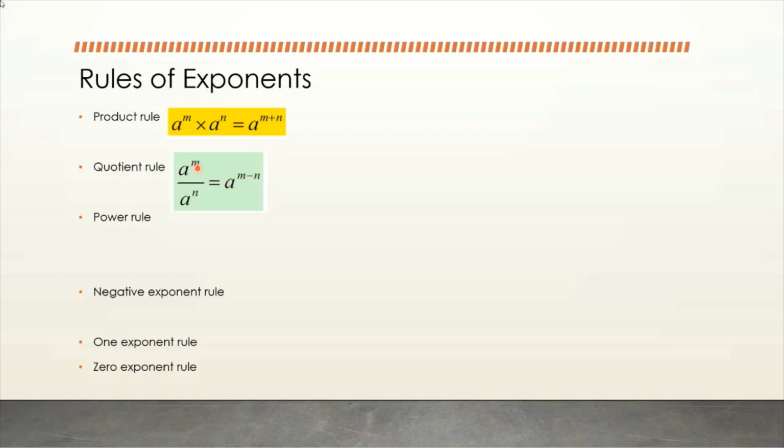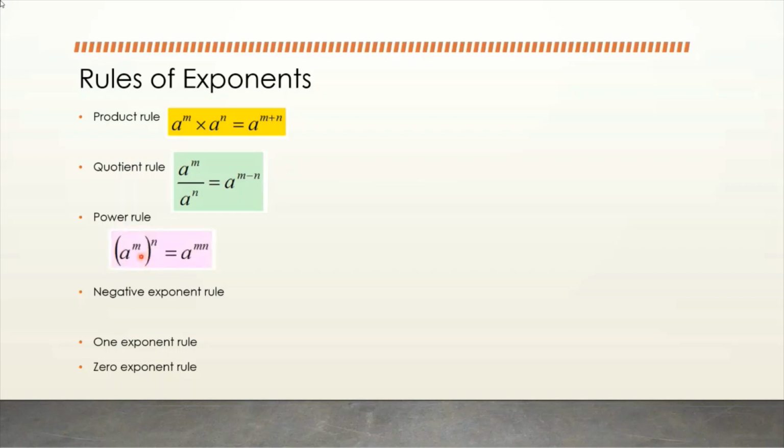So if you start with the top, that would be m minus n, and you put that in the top. If you start with the denominator and do n minus m, then you would put the result in the denominator. So it would be 1 over that. I'll show you some concrete examples in a moment. But for right now, when you're multiplying, you add the powers. When you divide, you subtract.